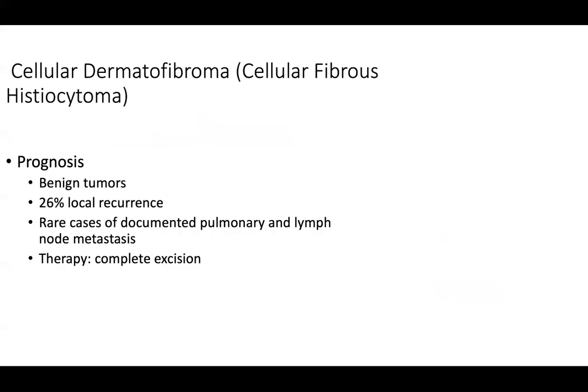So moving on to cellular dermatofibroma or cellular fibrohistiocytoma. These are considered benign tumors, but the problem is that local recurrence is pretty common depending on if anything is left behind inadvertently during an excision. If there was an elongated portion of the tumor that escaped margin assessment and it just had residual left behind, then you're going to have local recurrence for sure.